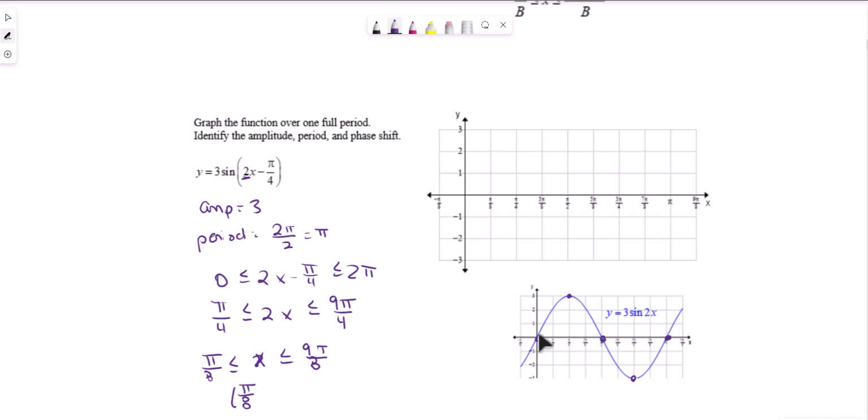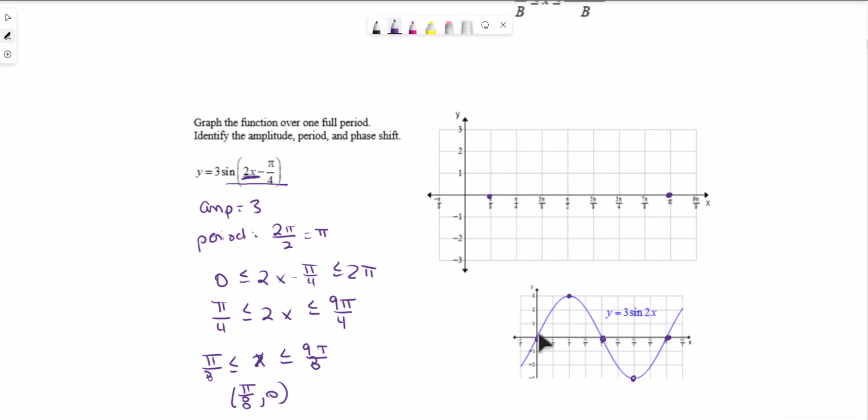So if I plug in pi over 8, I get 2 times pi over 8, which is pi over 4. Pi over 4 minus pi over 4 is 0. Sine of 0 is 0. 0 times 3 is 0. So I'm going to start at pi over 8, 0. Then I know I'm going to go all the way to 9 pi over 8.